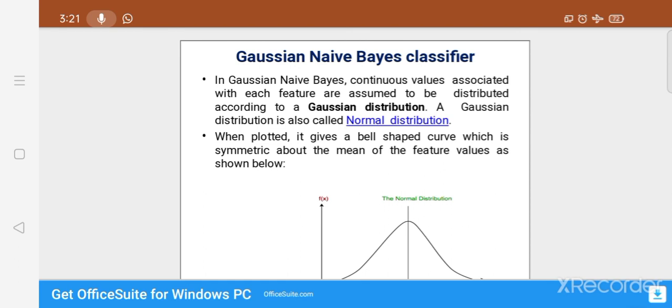Clear? So this is how the three variants of Naive Bayes can be implemented using scikit-learn in Python.